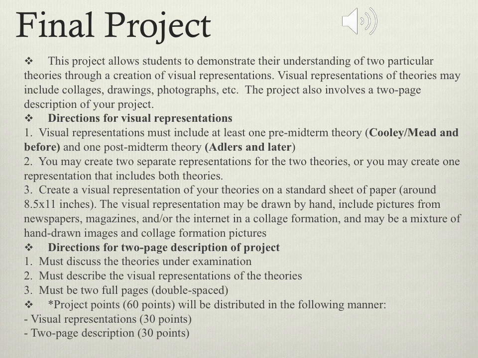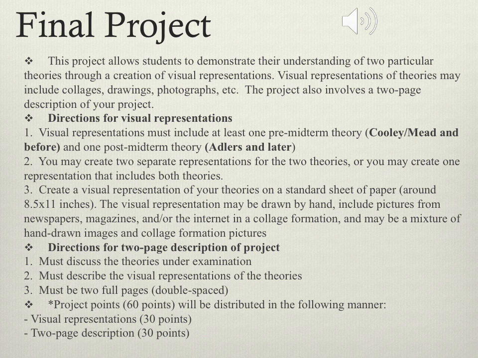In addition to the visuals, you'll be doing a two-page description of your project. Basically, this is what you'd be presenting to the class if you were doing this in class. You talk about the two different theories that you're using, what those theories are about, and how the visual ties into those ideas and theories. Think of the two-page description as describing to the viewer what your visual representations are and how they reflect the ideas and theories you selected.